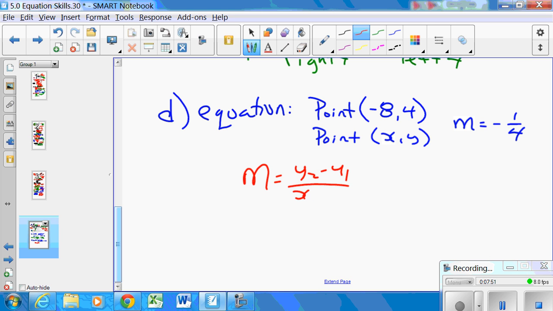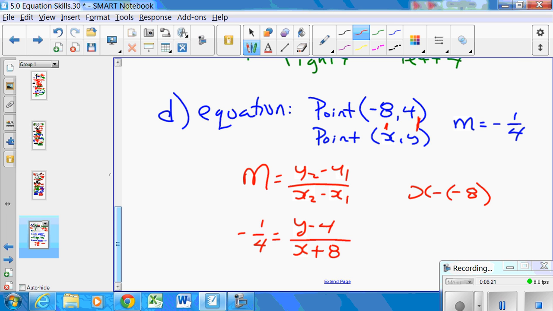You have used the slope formula lots of times, so write it down because this is kind of your guide. And now we're going to put all our information into our formula. Negative 1/4 is the slope. Subtract the y values. So it's the y minus 4. Subtract the x values. Again, when you subtract a negative, it becomes x plus 8. There's an equation. That's a great answer.